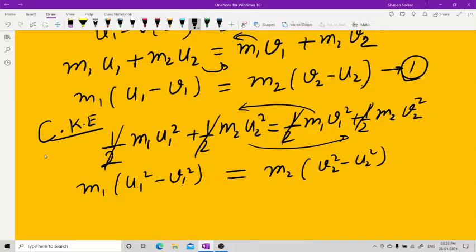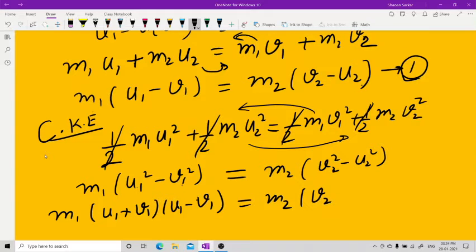Now a square minus b square is a plus b and a minus b. So m1 times u1 plus v1 and u1 minus v1. This is first m2. You have v2 plus u2 and you have v2 minus u2. This is equation number 2.